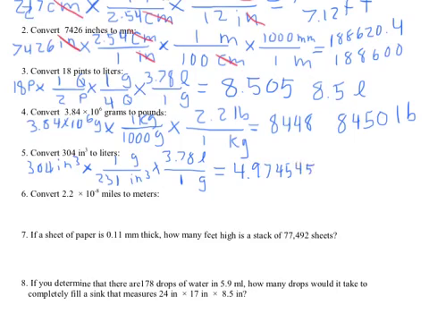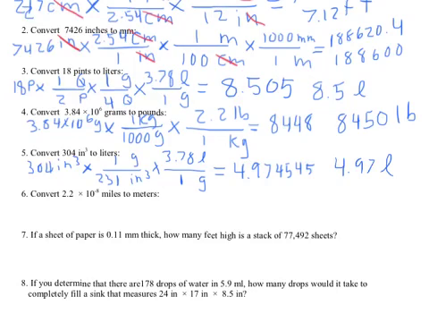Well, the answer is 3. That means I'm going to keep the 4, the 9, the 7. Since this is 4 or less, I leave the 7 as 7. So my answer is going to be 4.97 liters. Okay, let's do the next one now.